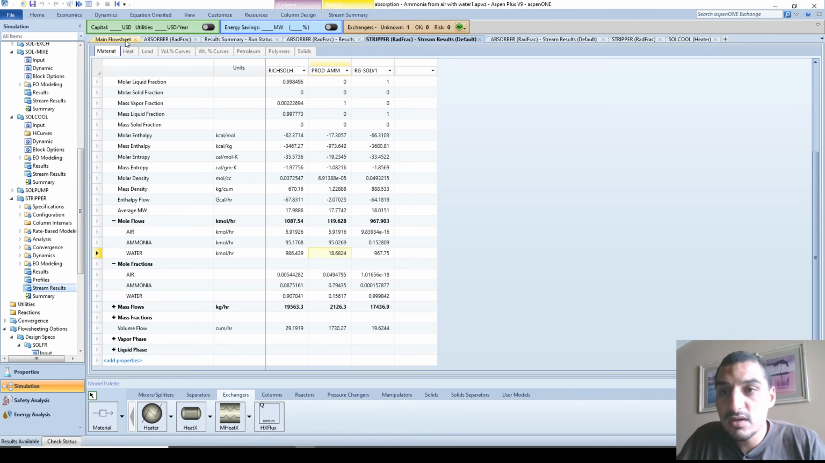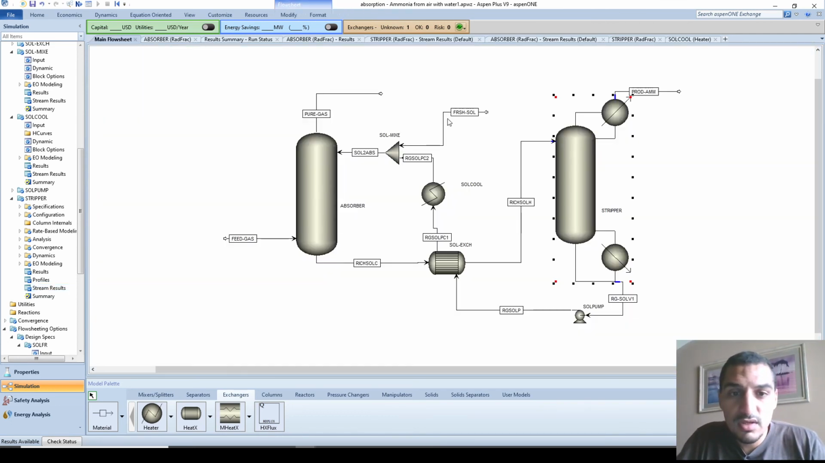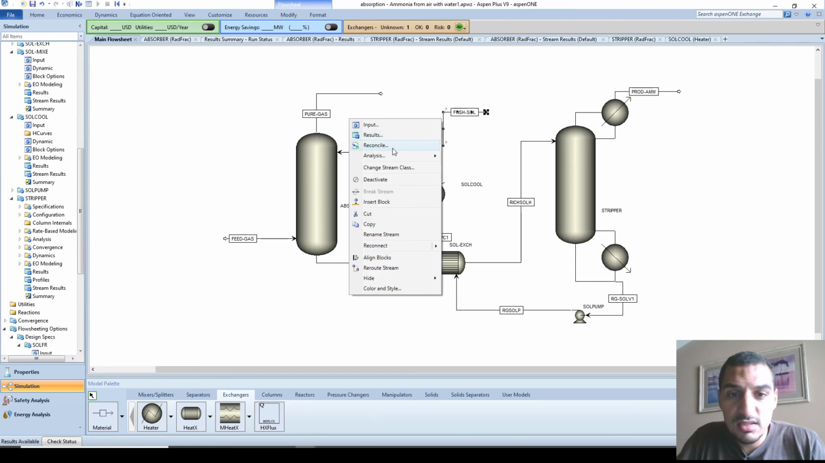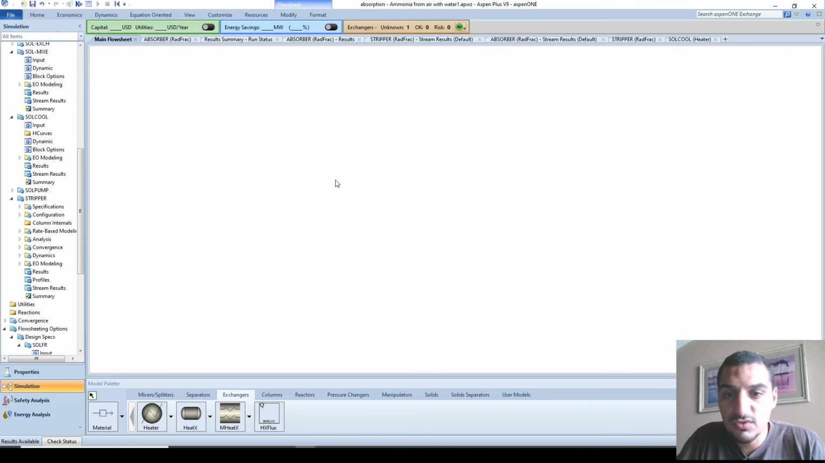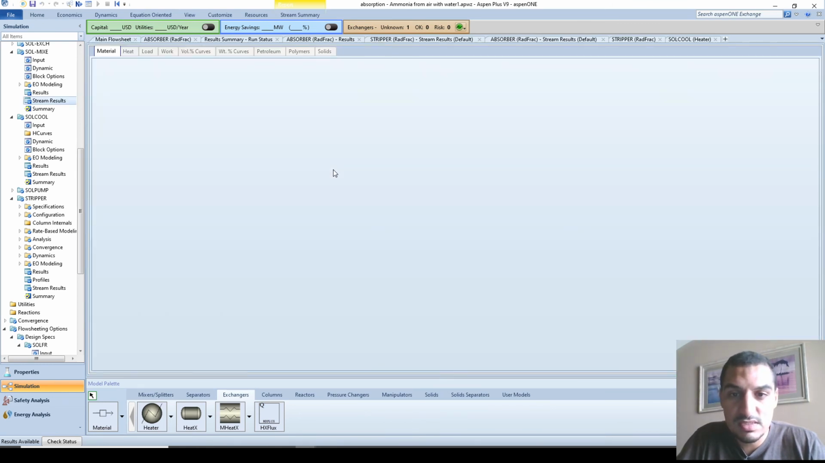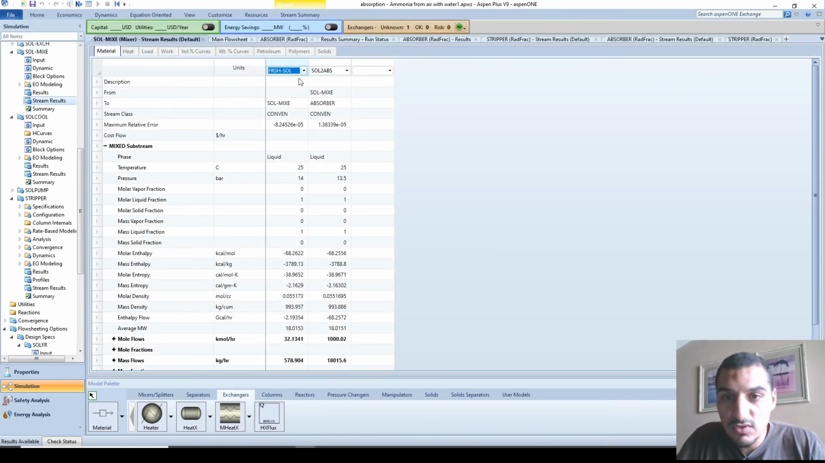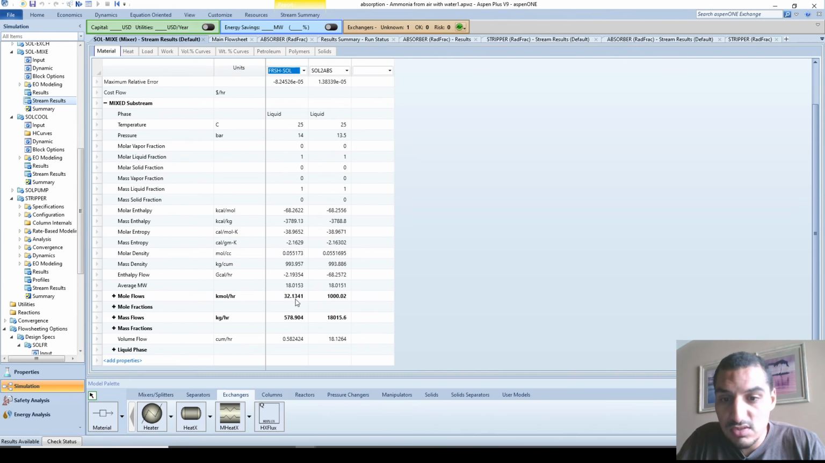And now the absorber and the stripper are working fine. And let's take a look at the mixer one more time, just to see how much fresh solvent we are providing to the system. So the fresh solvent that we are using is 32 kilomoles per hour. This is way better than the 150 that I used to provide before. Still, there might be some improvements to the process.